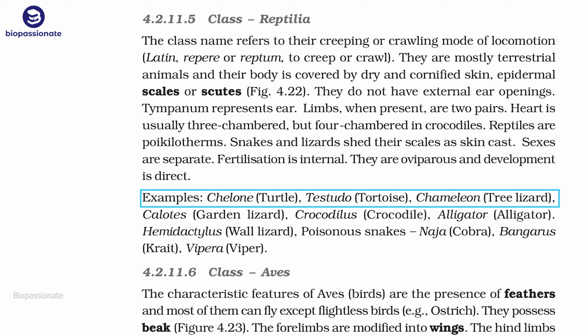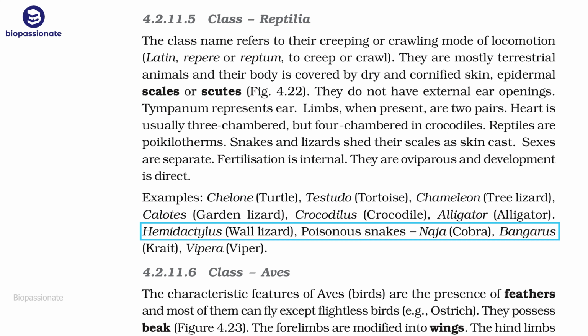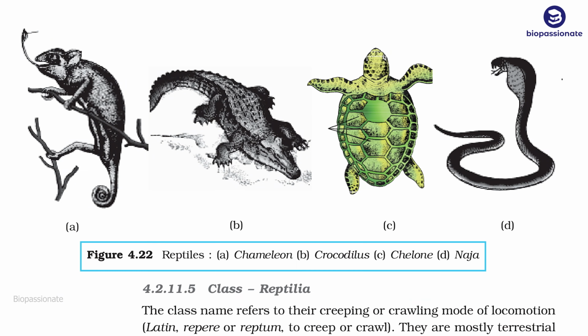Examples: Chelone, turtle; Testudo, tortoise; Chameleon, tree lizard; Calotes, garden lizard; Crocodilus, crocodile; Alligator, alligator; Hemidactylus, wall lizard; poisonous snakes: Naja, cobra; Bungarus, krait; Vipera, viper. Figure 4.22. Reptiles: A. Chameleon, B. Crocodilus, C. Chelone, D. Naja.